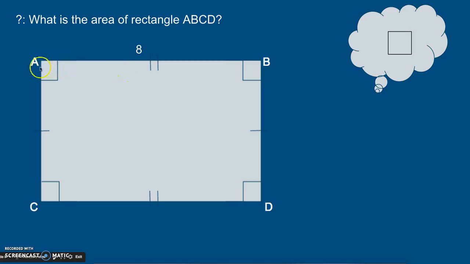So I know that the dimension of one side of the rectangle is 8, and the dimension of another is 7, so I can take 7 times 8, and that's 56. I'm going to verify that by taking 56 divided by 7, and that's equal to 8. So, therefore, I know that the area of rectangle ABCD is going to be 56.